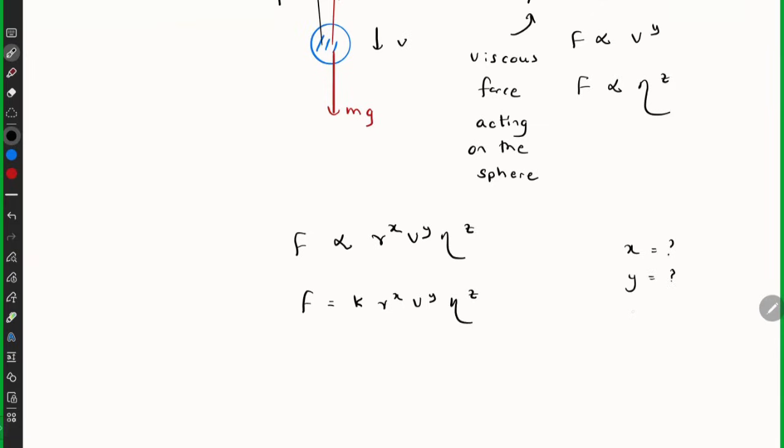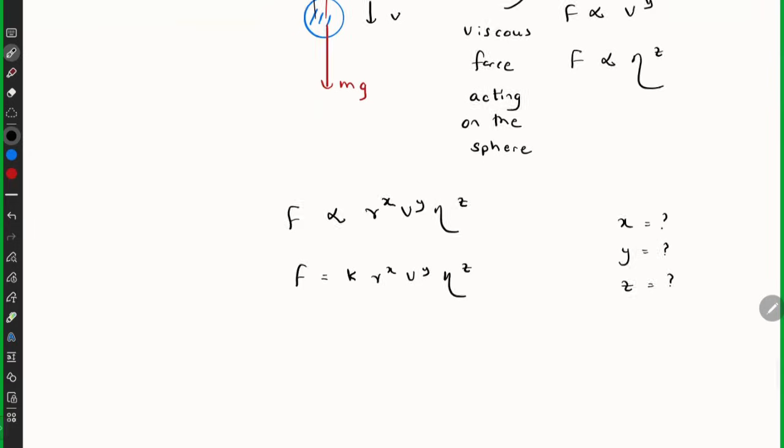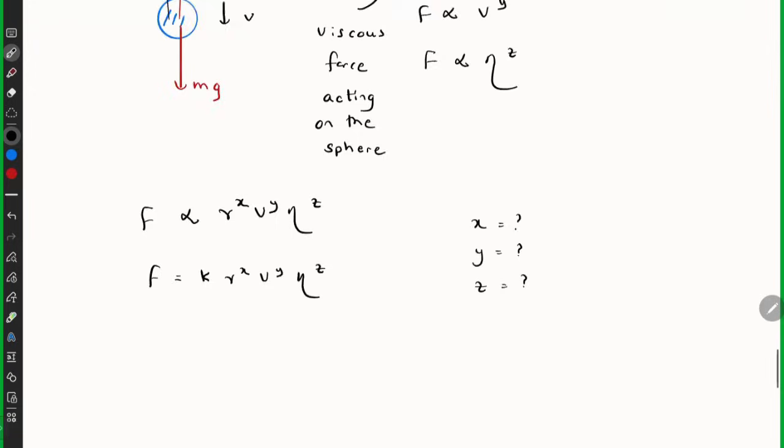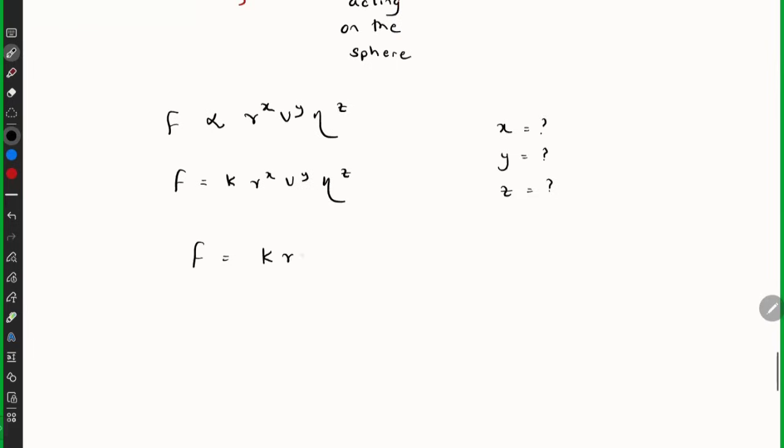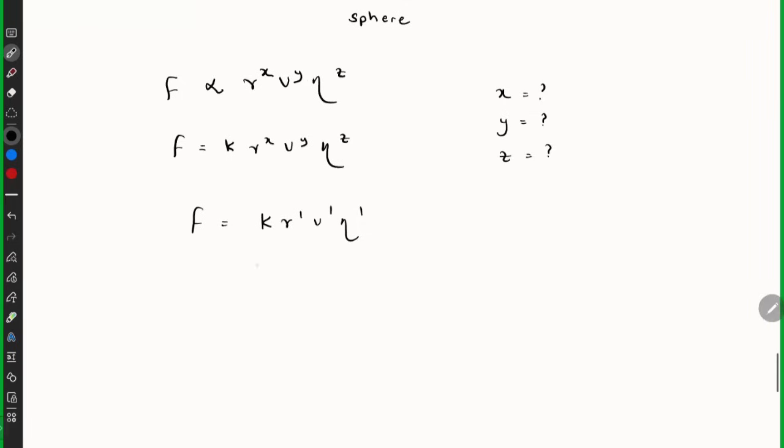When you do solve this, you eventually find out that the viscous force can be written as K R^1 V^1 eta^1. So then x, y, z are all going to be what? 1. Right? So then we get F equals what? What's K? K is a constant, but they have found out that constant to be equal to what? 6 pi. So we get F equals 6 pi eta R V.